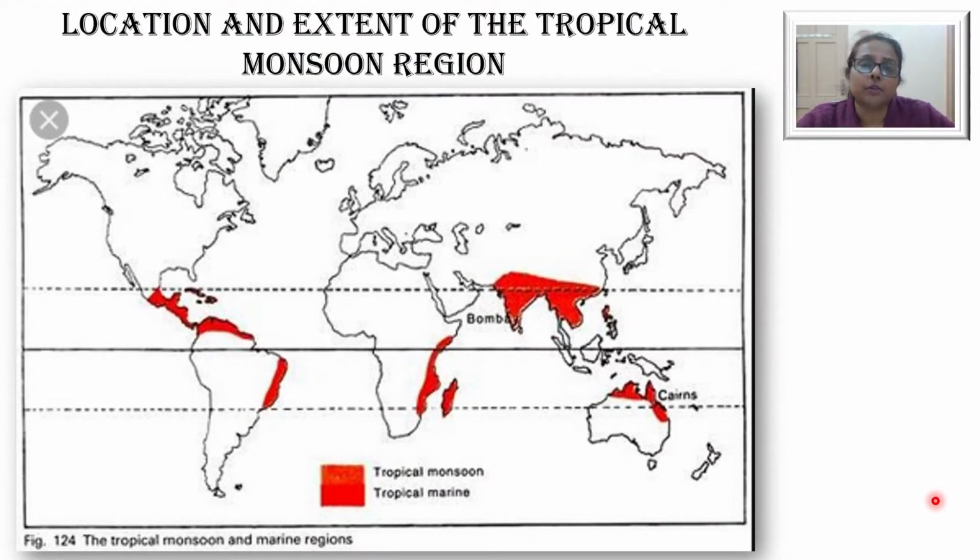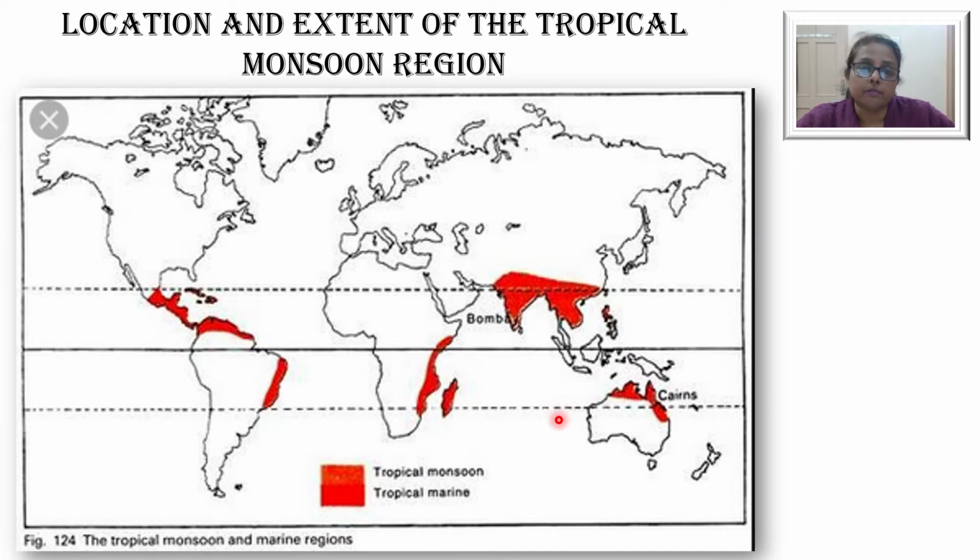Now, as far as the location and extent of the tropical monsoon region is concerned, it lies in the climatic belt between 10° north to 25° north, and 10 degrees south to 25 degrees south of the equator. In some places, like in the Indian subcontinent itself, it extends to about 30° north.